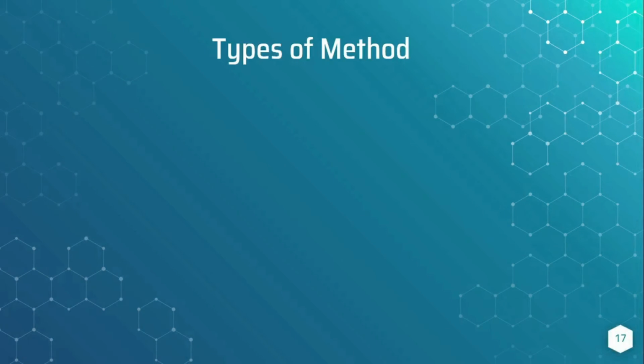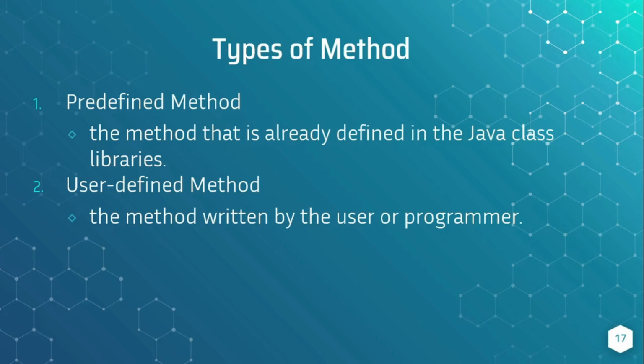Types of method. We have the predefined method and the user-defined method. Predefined method is also known as the standard library method or built-in method. We can directly use these methods just by calling them in the program at any point. Some predefined methods are length, equals, compareTo, sqrt, etc.